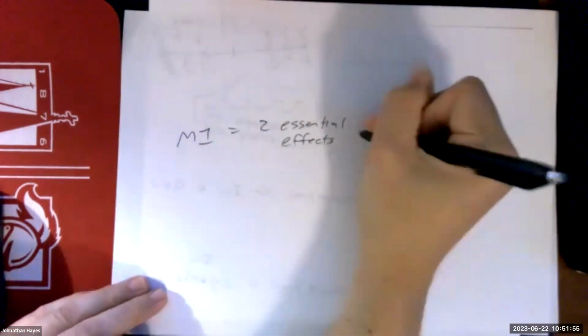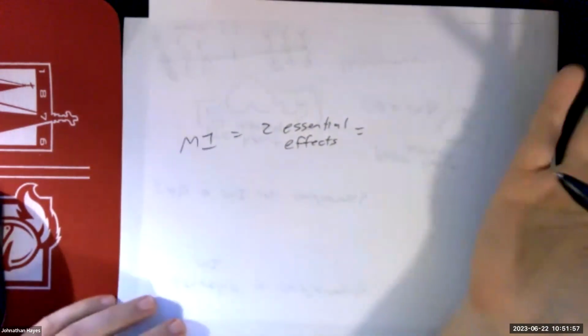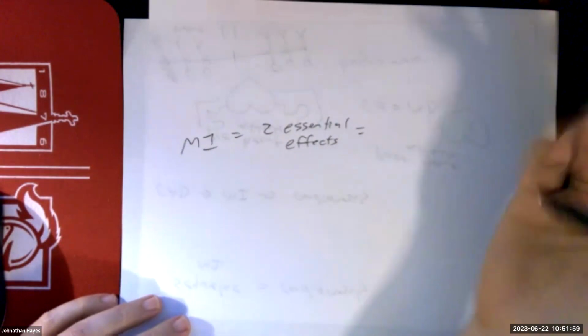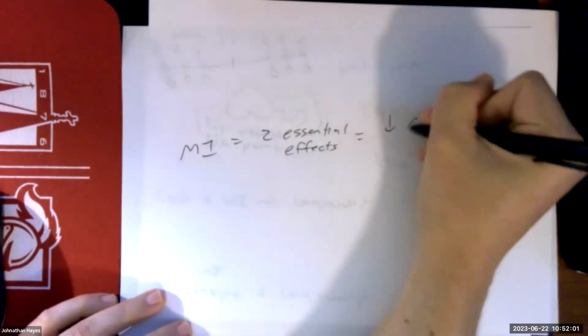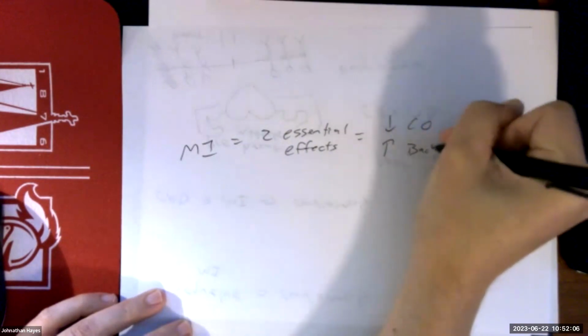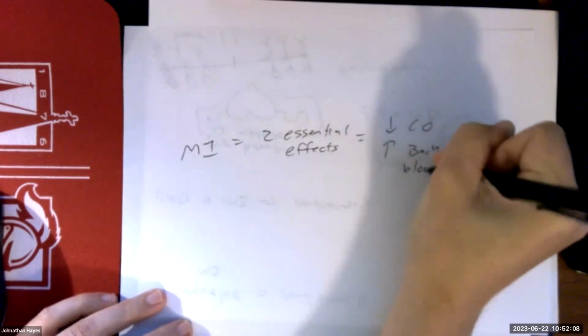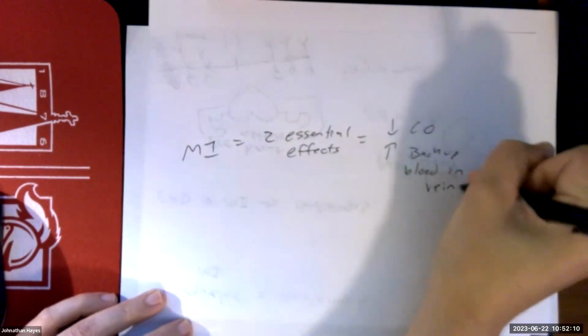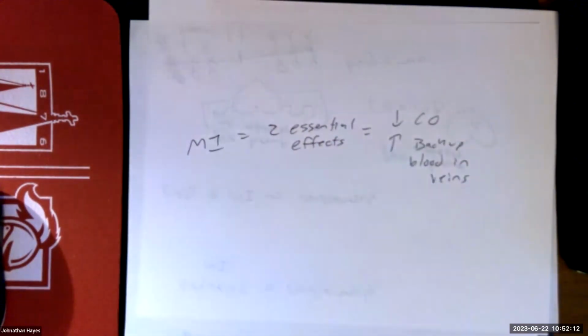right? So you'll have a decrease in cardiac output, and that's going to increase backup of blood in veins, right? Those are the 2 essential effects of a heart attack. You'll have a decreased cardiac output because your heart's been damaged, weakened. It's going to take a little bit of time to heal. It just lost one of its guys. And so blood starts to back up into the veins, right?